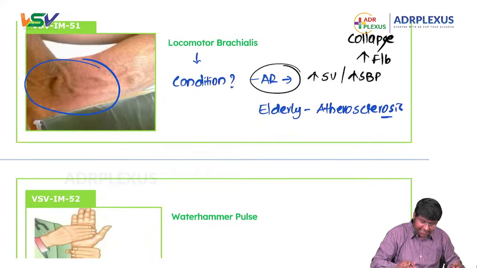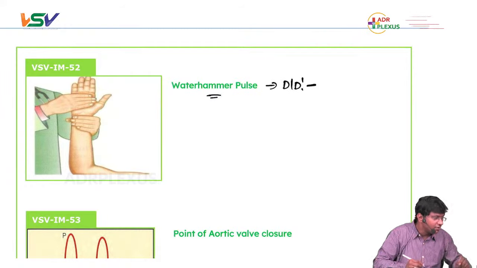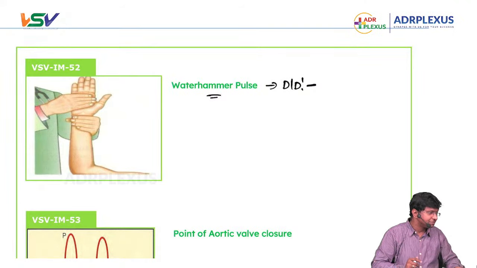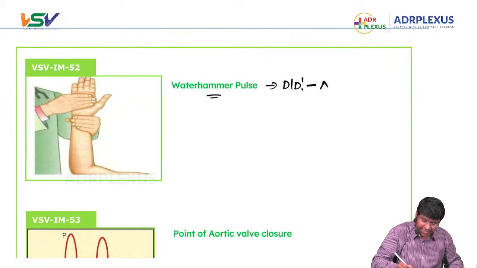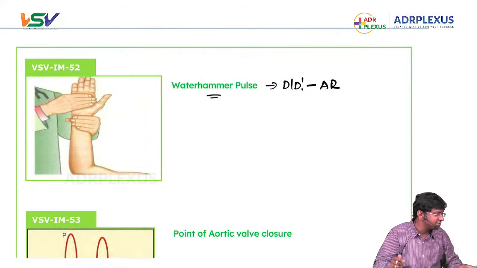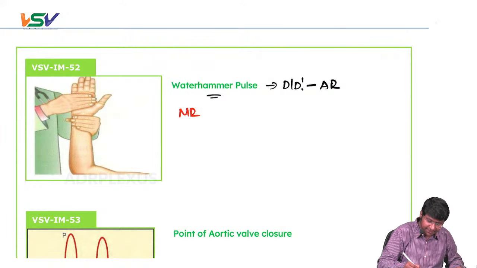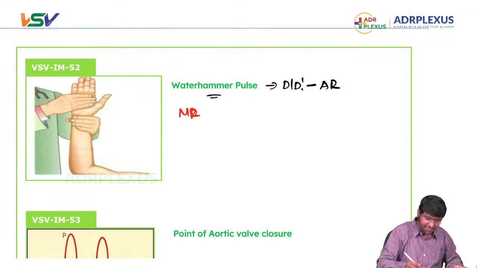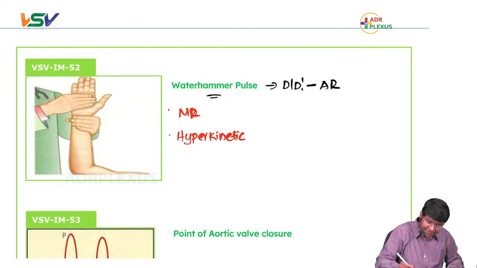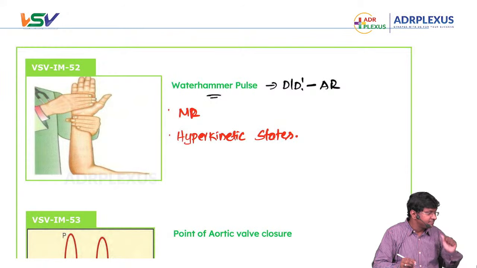Next, now you take the characteristic pulse. Tell me all the differential diagnoses for the Waterhammer pulse. One is your AR. It is not just AR; multiple other conditions can give this Waterhammer pulse. Very good, Sharon. You will also have this in MR. You will have this in AR, in MR, and in all the hyperkinetic states. What are all your hyperkinetic states? They include anemia, thyrotoxicosis, beriberi, AV fistula, then Paget's disease of bone. So in all these conditions you can have this Waterhammer pulse.